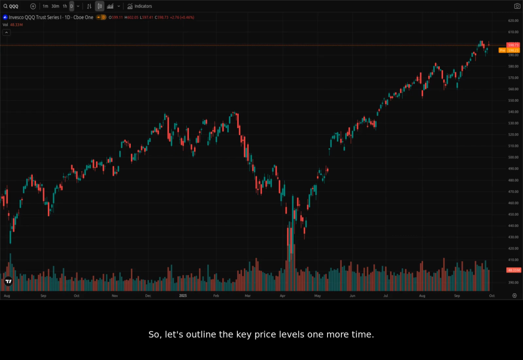So, let's outline the key price levels one more time. Your primary resistance is the all-time high around 603. Your immediate support is the bottom of the current range, around 593 to 595. Below that, the next major support levels are at 588 and then down at 575. Here are my unbiased predictions.